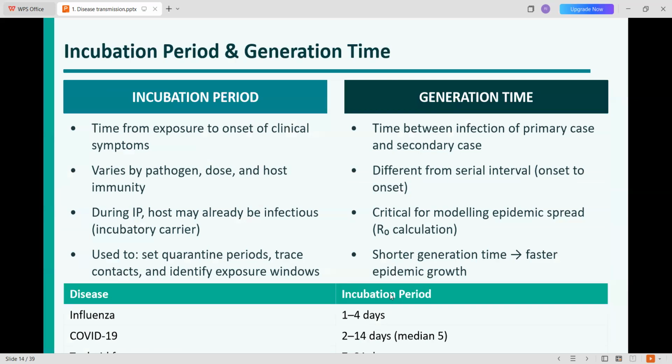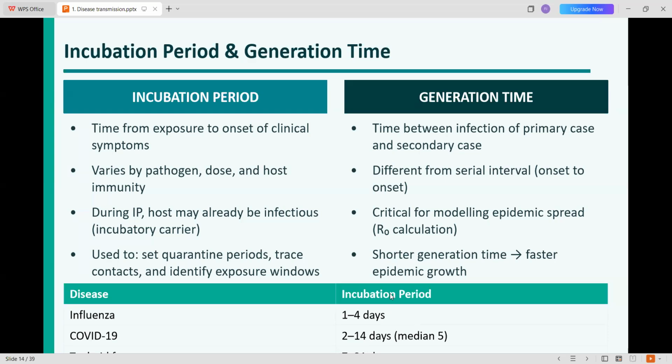Next, we'll discuss the incubation period and the generation time. The incubation period is the time from exposure to the onset of clinical symptoms. It varies by pathogen, dose, and host immunity. During the incubation period, the host may already be infectious, as an incubatory carrier. It is used to set the quarantine period, trace contacts, and identify the exposure window.